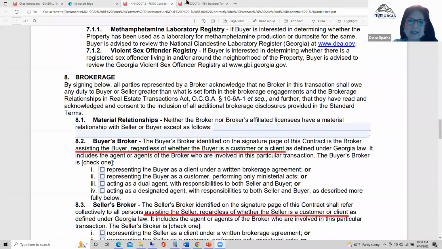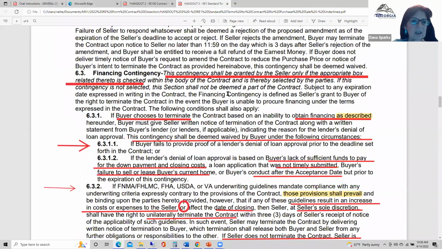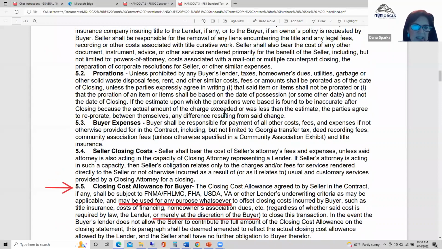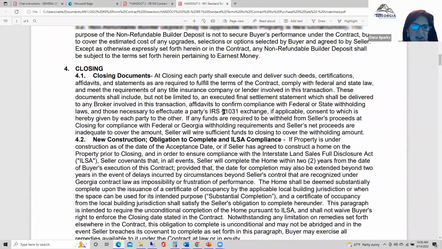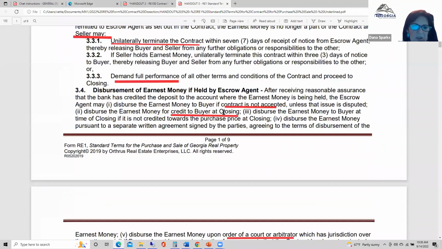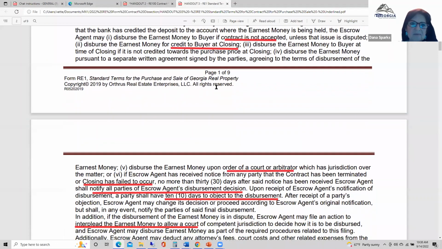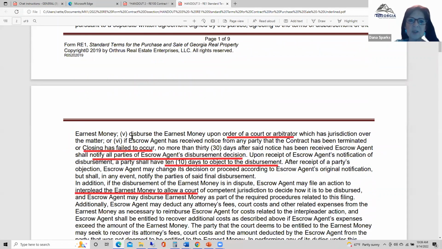It says, okay, it's in the RE forms. It says if there is a dispute over the earnest money, basically the holder, the escrow agent, can disperse the earnest money pursuant to a separate written agreement by the parties agreeing. That's the TNR. Or disperse upon a court order or an arbitrator.